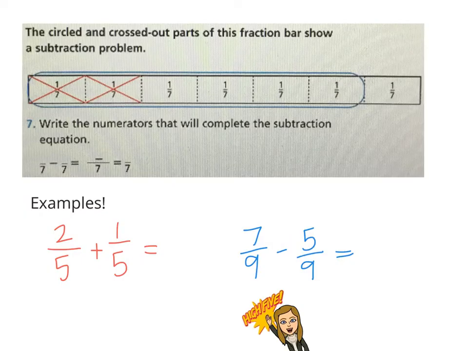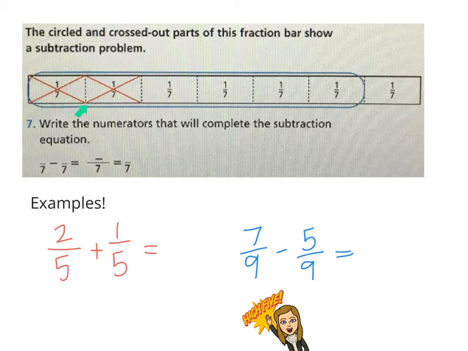So now let's look at a different thing, subtraction. So we're going to be doing the opposite. The circled and then crossed out parts of this fraction bar show a subtraction problem. So now we have 7 pieces again in our chocolate bar, because notice that the bar has been split into 7 equal pieces. Each piece represents 1/7. So at first they circled the amount of chocolate that they want to eat, and then we'll say that the crossed out part, the part that gets subtracted, is the part that I gave to my friend.